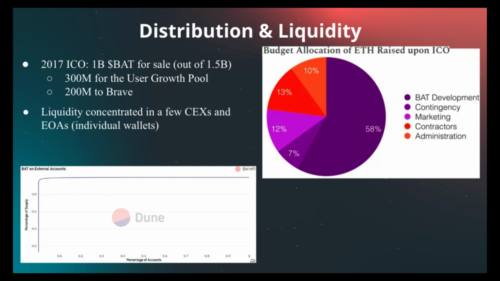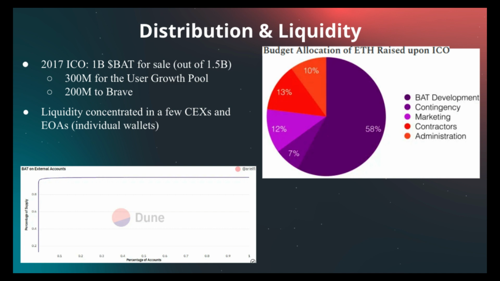And 300 million was put to the user growth pool, which is actually the pool that distributes rewards to users. So they included this 300 million to start with, and then they had some kind of airdrops, and they were kind of testing out their model. But now that the protocol has been running for some time, the user growth pool gets filled with their advertising revenue, as I mentioned in the previous slide.